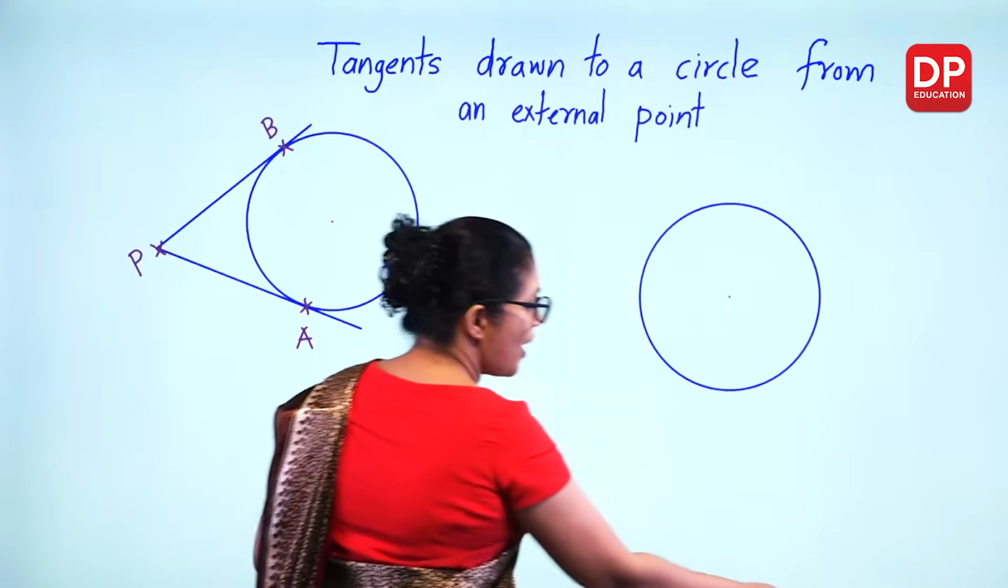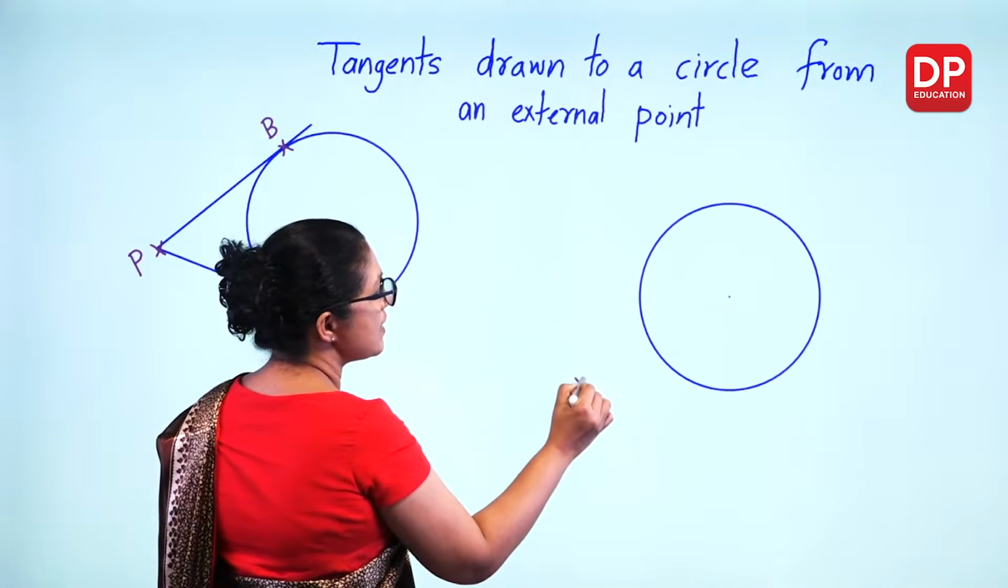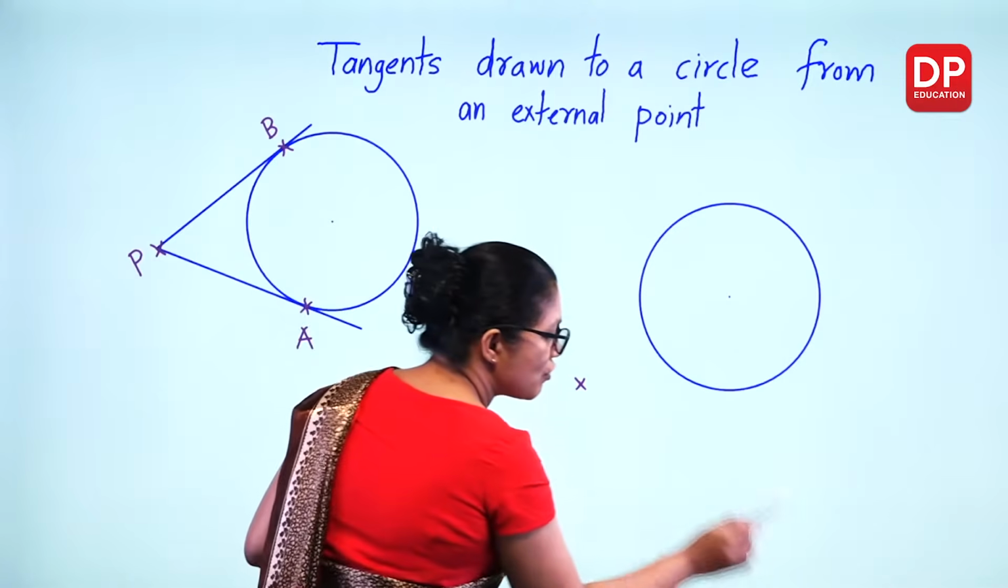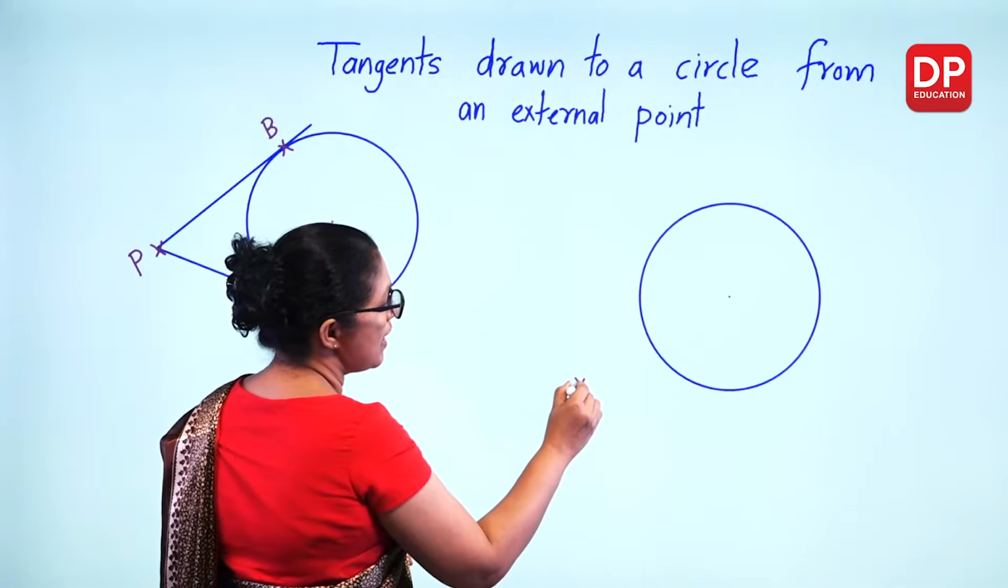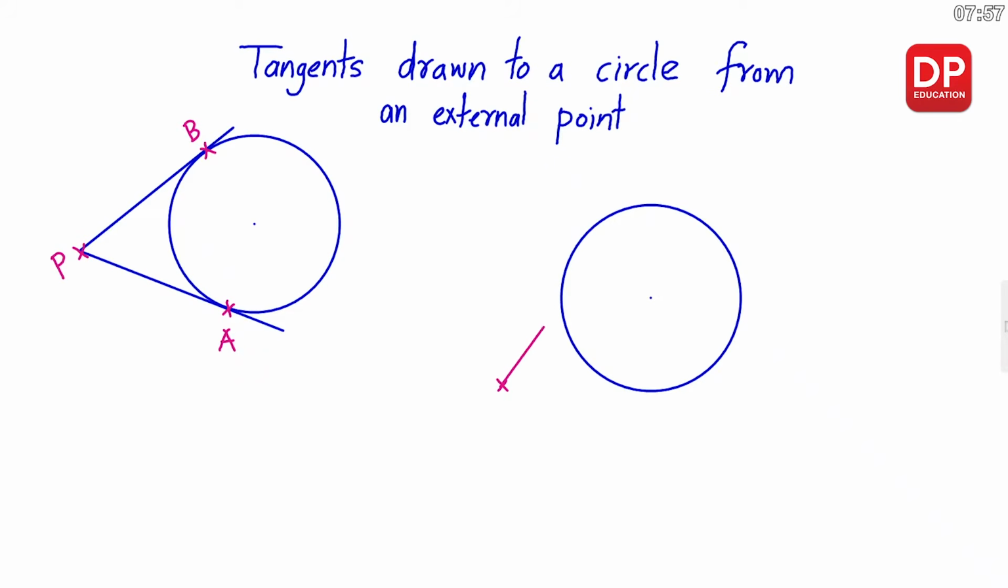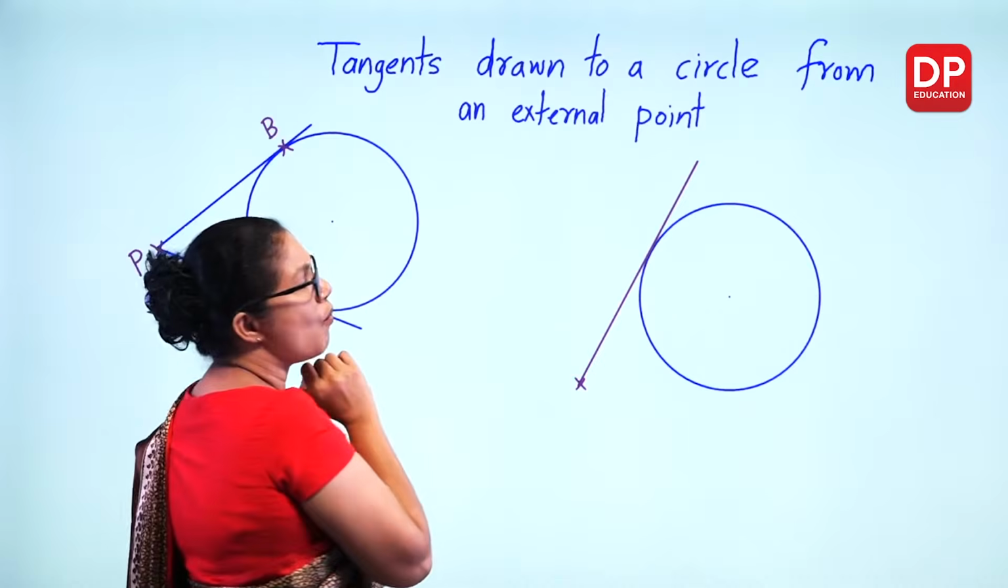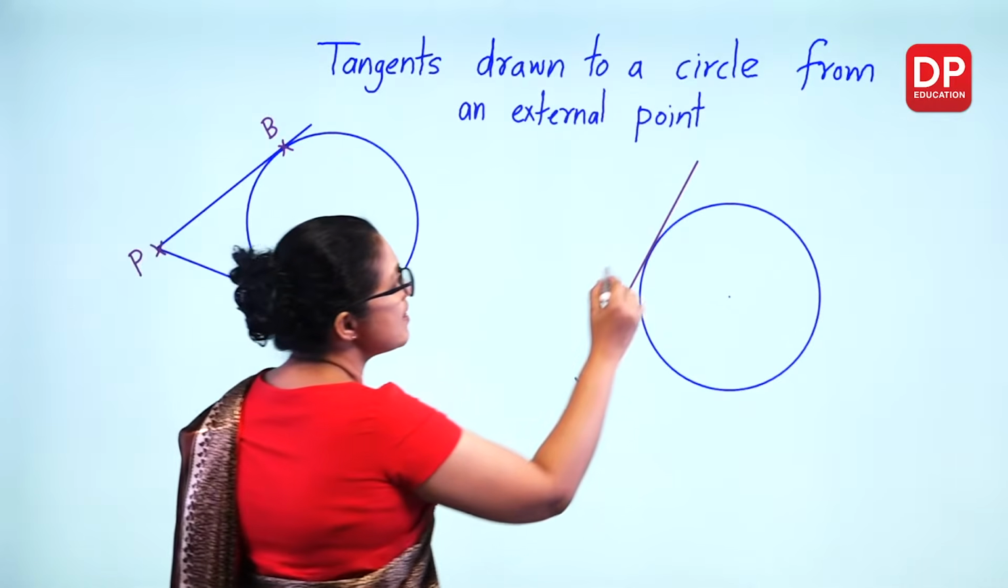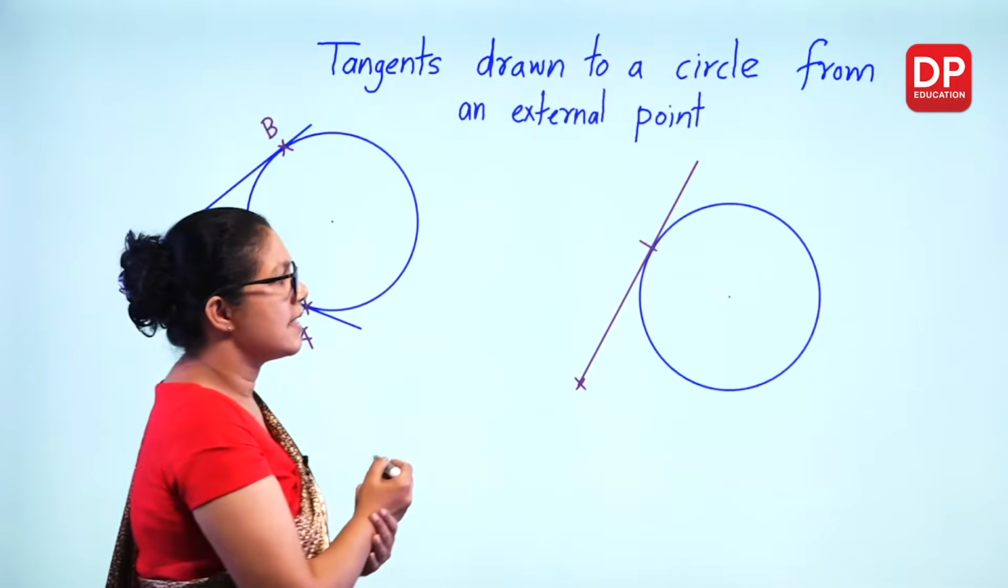Let's take any point outside. I'll take this point. We'll try to draw the tangent. From here we are trying to draw a tangent. So we can't draw like this, it only touches at one point. So we can draw one tangent like this. This is the point of contact.